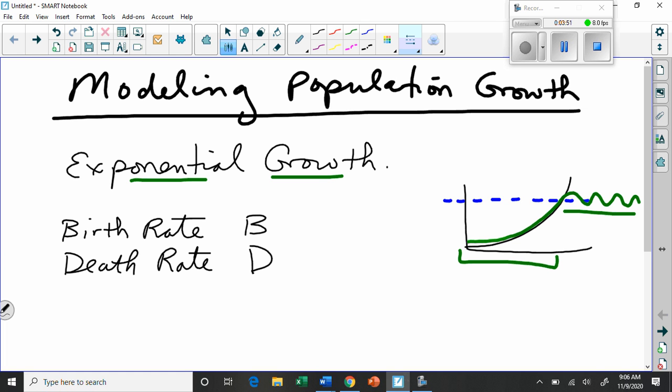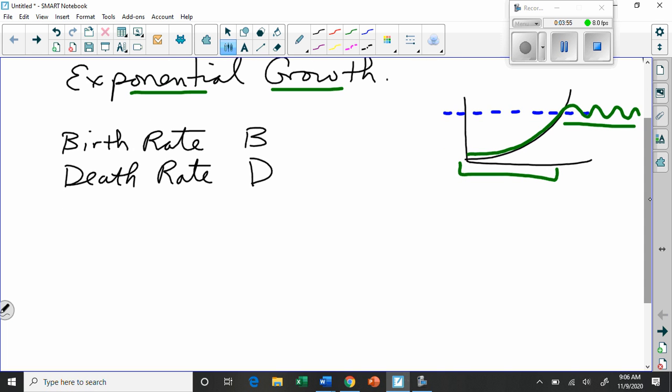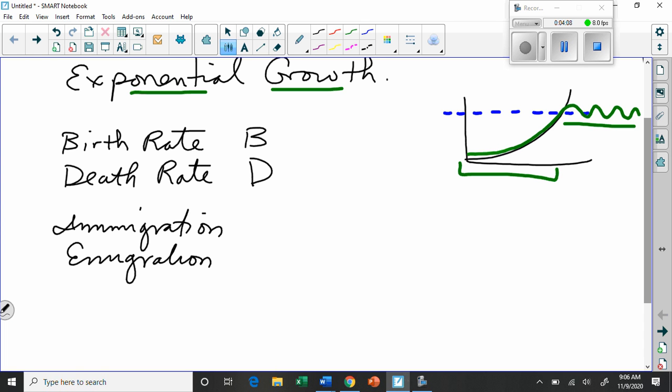Now there are other factors that do affect populations, and that would be, in particular, immigration, which is when animals move into a certain area, and emigration, animals moving out of a certain area. Now, these two things are a little tougher to figure out, right? They're a little harder to work with. Typically, in many populations, they almost cancel each other out.